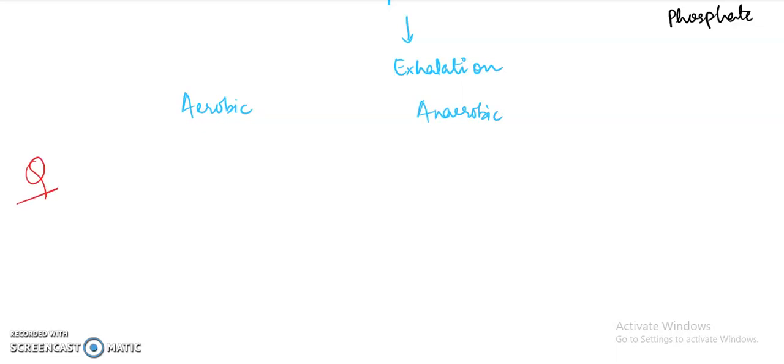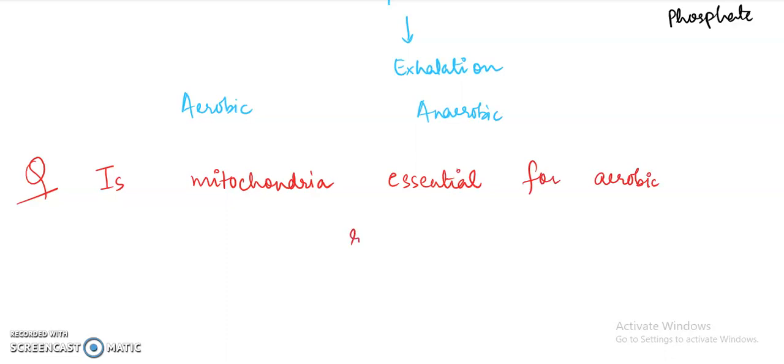The question for this video is: is mitochondria essential for aerobic respiration? You have to give the answer as a yes or a no. If you think mitochondria is essential for aerobic respiration, you will say yes. If you don't think so, then you'll write a no.